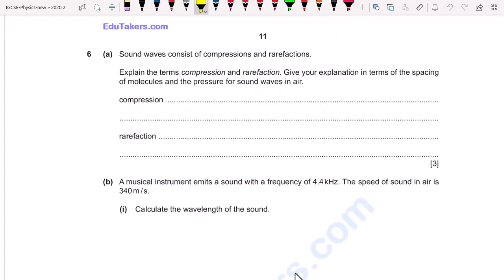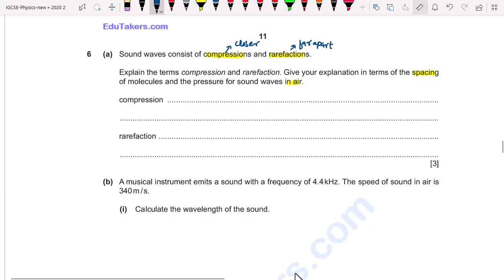Question number 6, Part A. Sound waves consist of compressions and rarefactions. Explain in terms of compression and rarefaction. Give your explanation in terms of spacing of molecules and pressure for a sound wave in air. So sound waves are basically longitudinal waves, made up of compressions and rarefactions. Compression is the portion of the wave where the molecules are closer, while rarefaction is the portion of the wave where the molecules are far apart from each other.